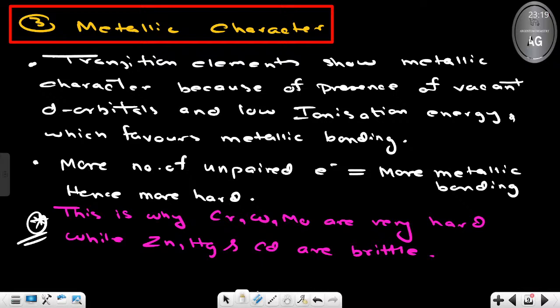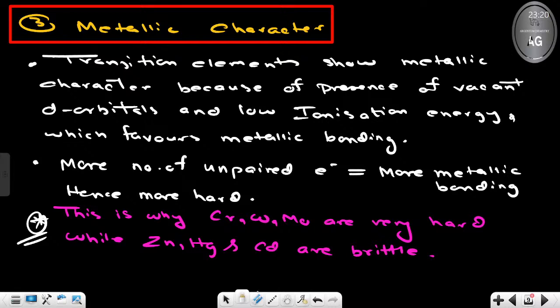Transition elements show metallic character for two reasons. First of all, they have vacant d orbitals, because that is the definition of transition element. The definition of transition element was that it has vacant d orbitals. So transition elements show metallic character because of presence of vacant d orbitals, and second, low ionization energy. So for these two reasons metallic bonding happens. Now, what is metallic bonding?